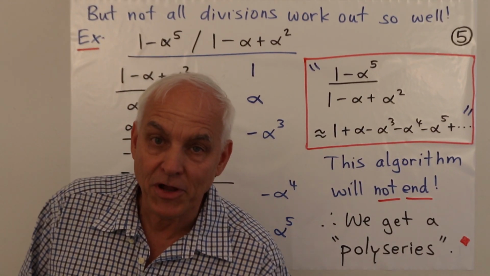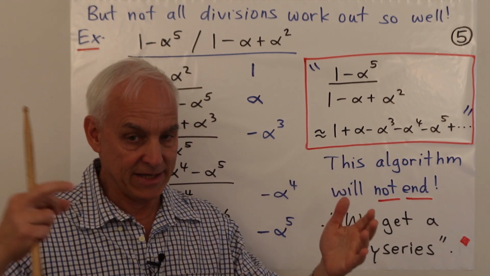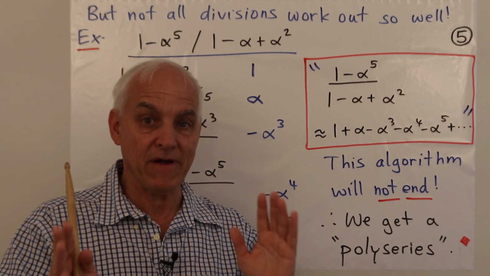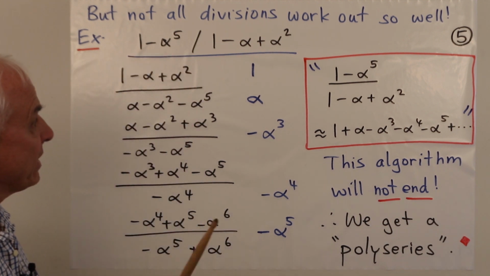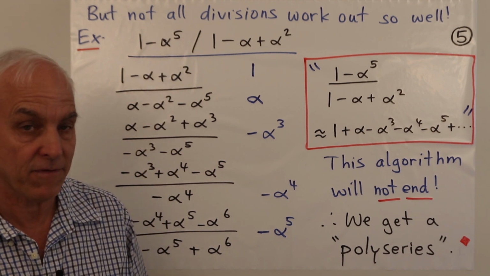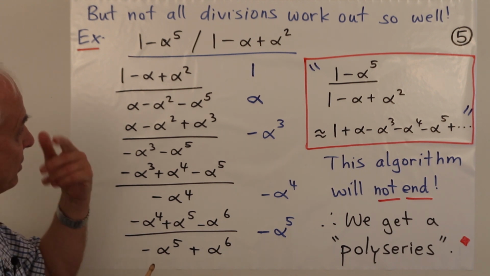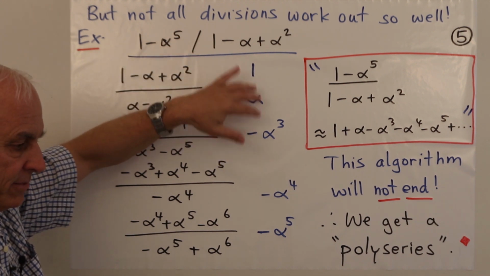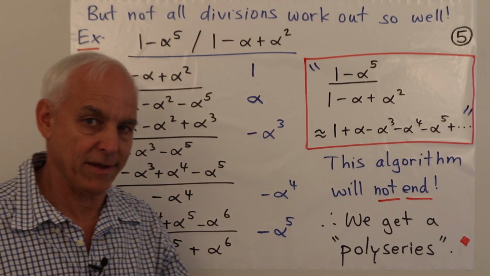But just as for numbers, not all divisions work so well. We can divide 24 by 6, we get an exact number 4. If we try to divide 24 by 7, well, then it's a very different story. So that also happens in the polynumber situation. For example, suppose we just change that a little bit. Now we have 1 minus alpha to the 5 divided by the same thing, 1 minus alpha plus alpha squared. So I'm going to divide using the same strategy, but now I'm going to write the quotients vertically because, well, actually we'll see that they keep on going.